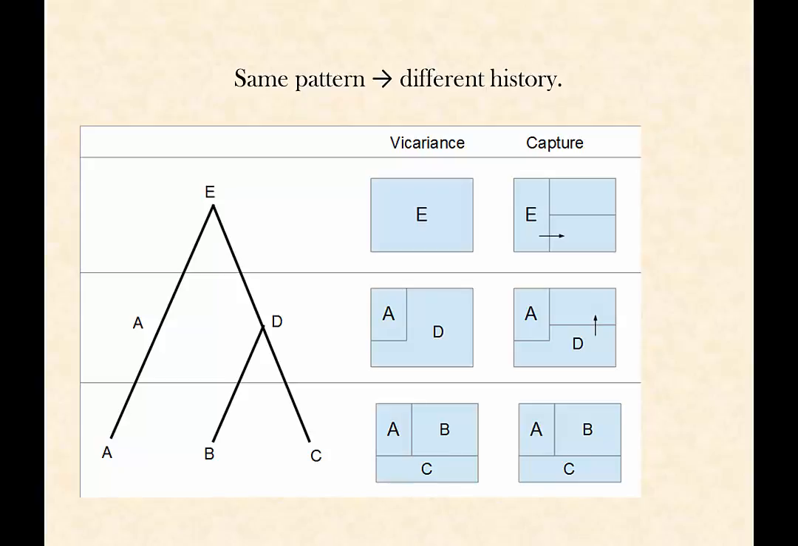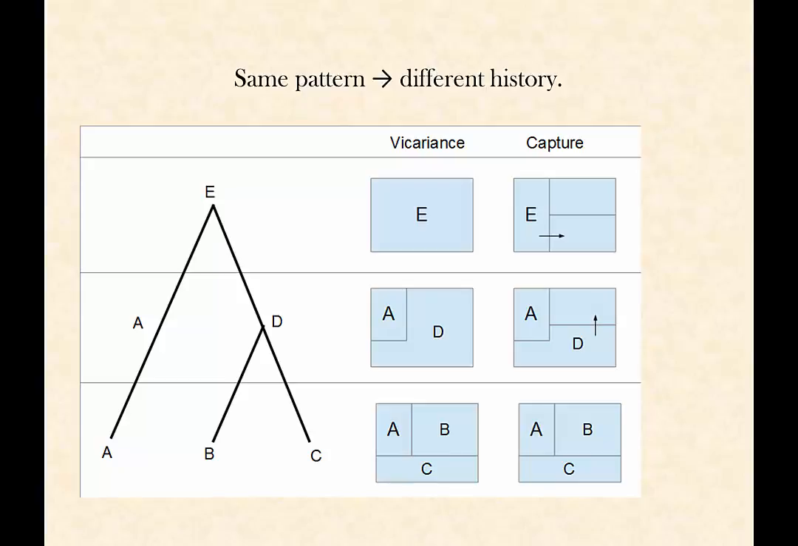The problem we have, if we're trying to infer what's happened in the past from what we see in the present day, is that the same pattern of tree and geography can arise in different ways. So here's species A, B, and C. This is what we see in geography, in the various basins. This is the evolutionary tree. And if we go back in time, there are two different histories that can result in the same pattern that we see today, both tree and geography.